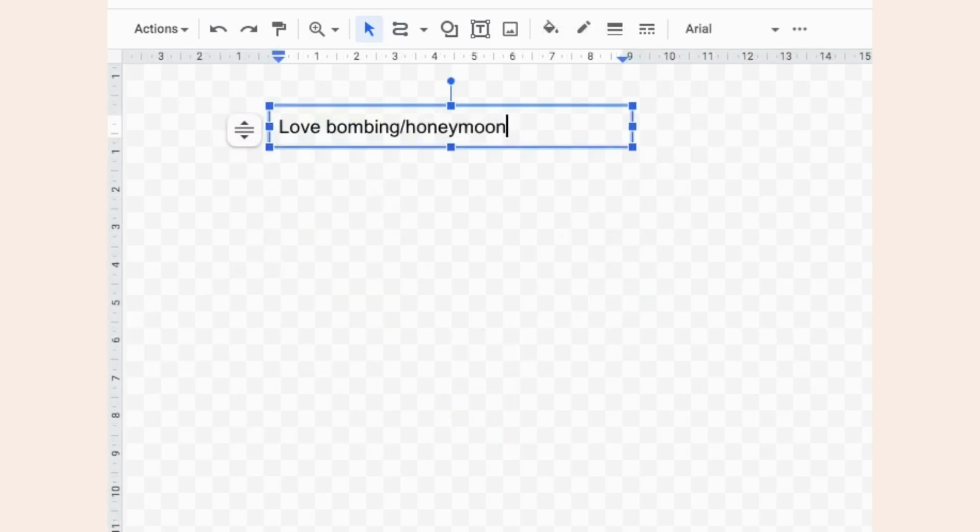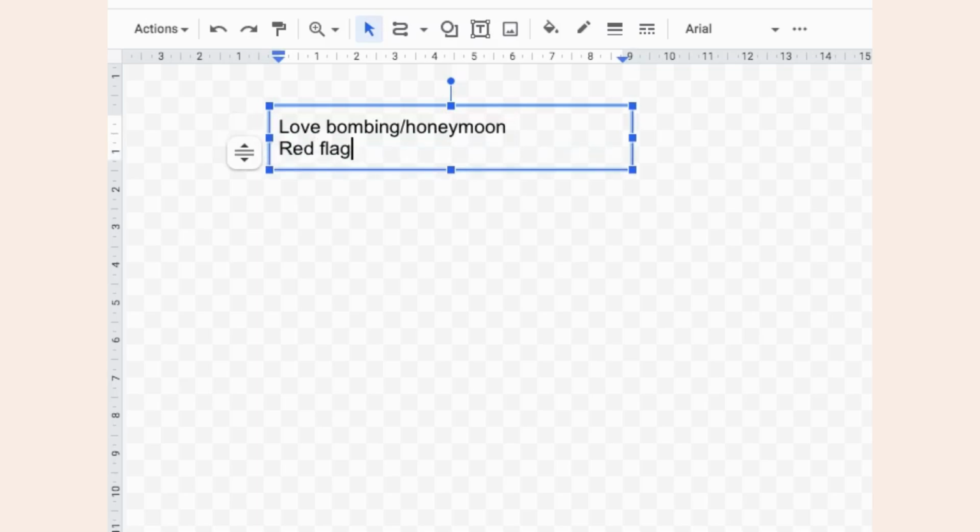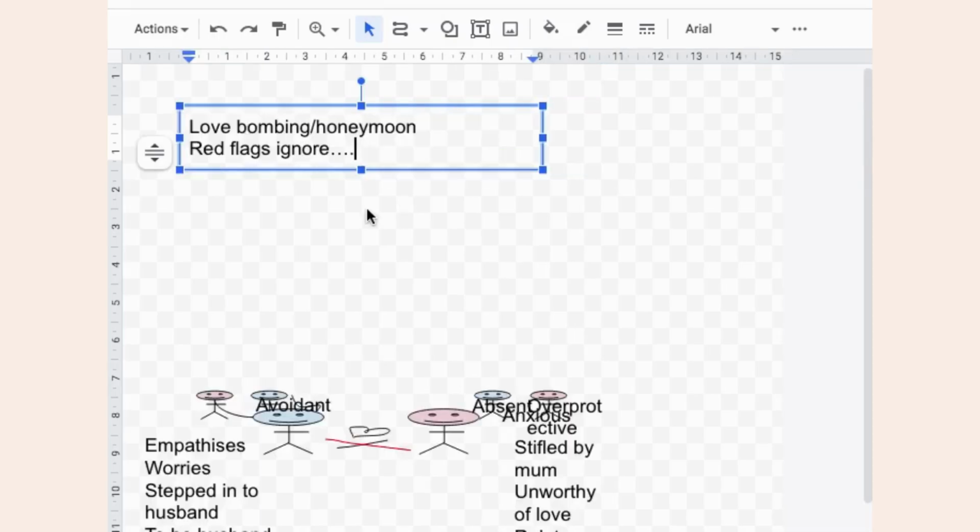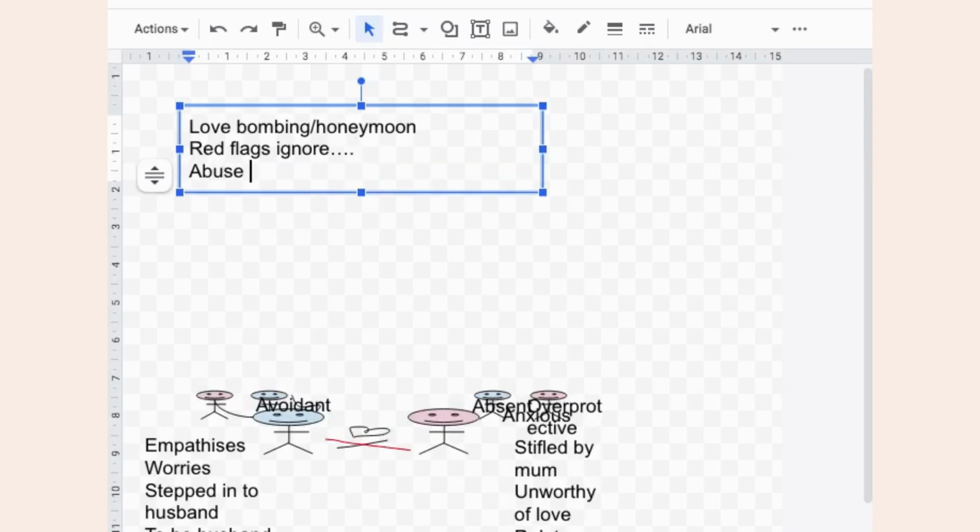When you have two people with unhealed childhood trauma, they tend to not be able to recognize any red flags or issues. They may have seen some red flags, but the red flags become ignored, okay? This is because they haven't got the correct boundaries that they would have had or should have had from the previous relationships with their parents, okay? Love bombing, honeymoon period, red flags are often ignored. As a result of this, abuse begins to happen.